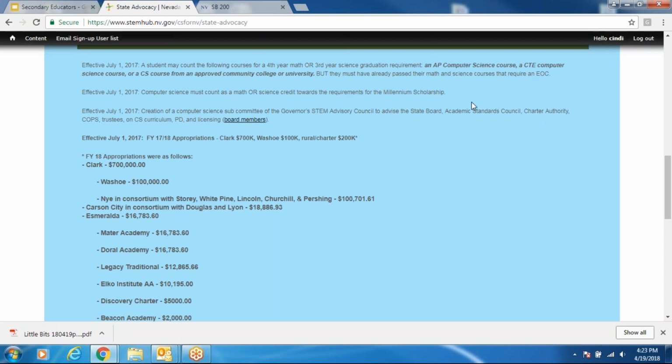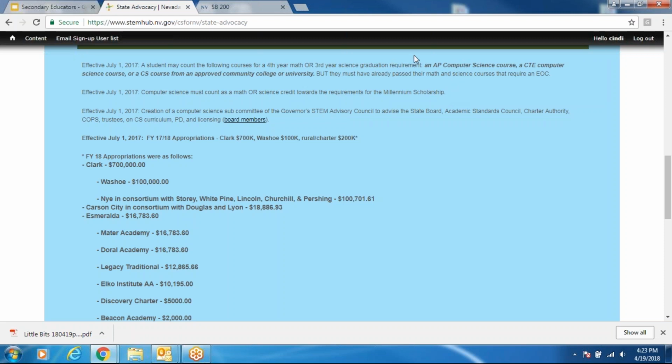That was effective last July. The next one, computer science must count as a math or science credit towards the requirements for the Millennium Scholarship. Okay, so that went into effect. And these two are very important for your counselors to know, because they're the ones that work closely with your students and putting them in the correct courses and so forth.